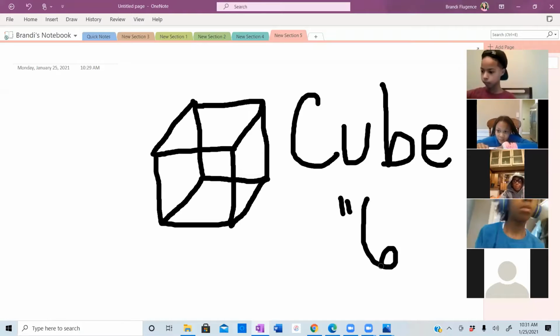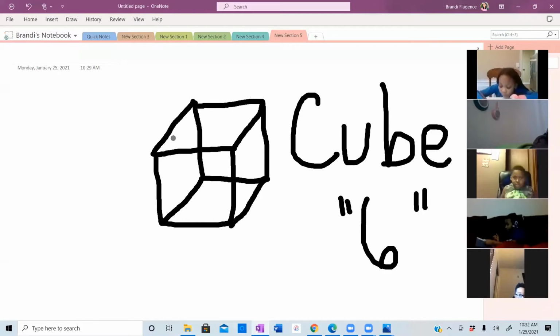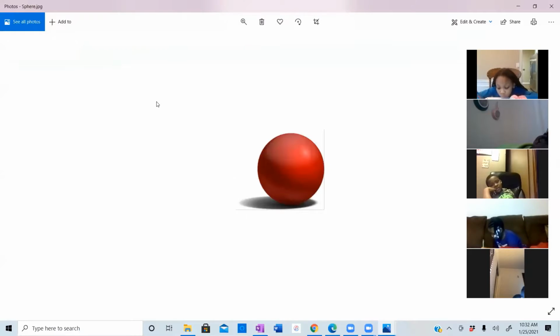I got it. So a cube has 6 faces, okay? You have 1 on the top, 1 on the bottom, and 4 all the way around. That gives you a total of 6. All right, so let's move on to our next shape, which will be, does anyone know what this one is called? A sphere, yes.